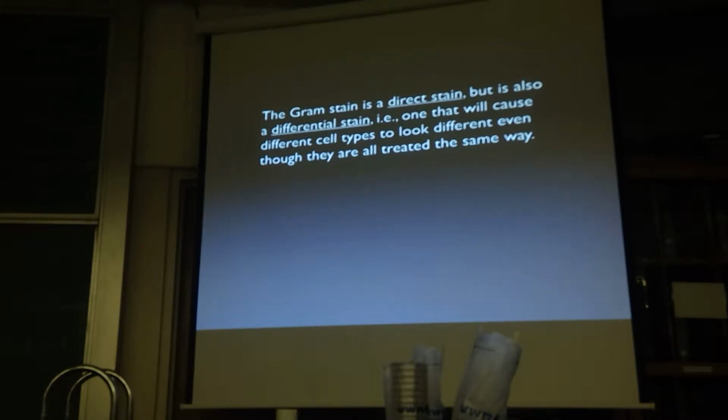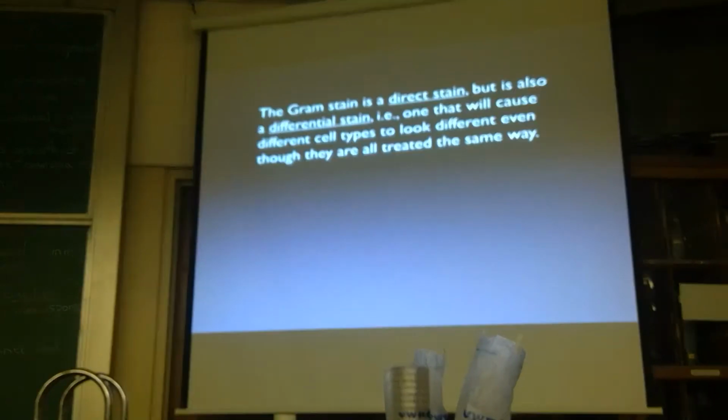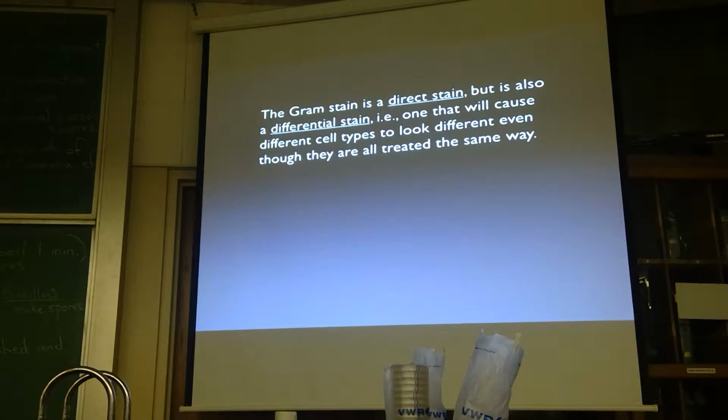This is also a differential stain. This is a new category. A differential stain is one that causes cells to look different, even though you treat them all the same way. They're going to end up looking different because they are different. In the gram stain, we should have a set of reagents.